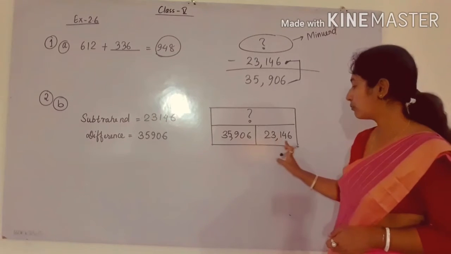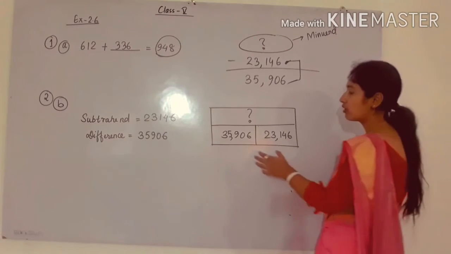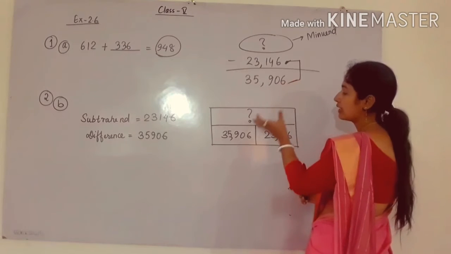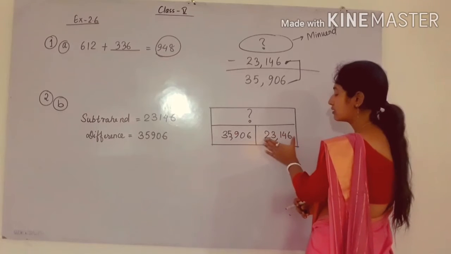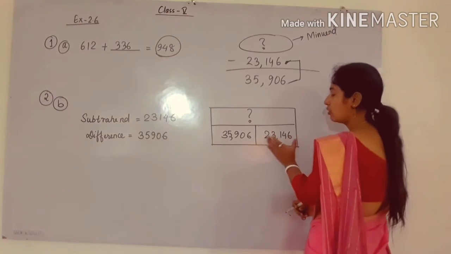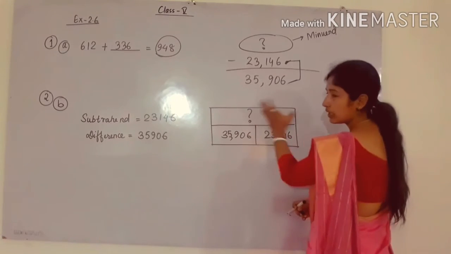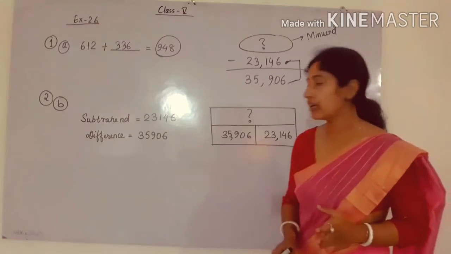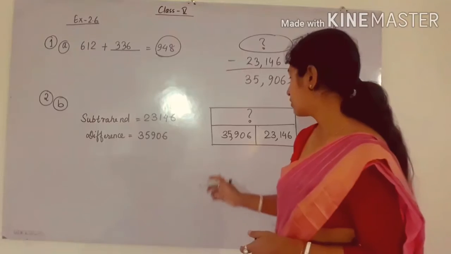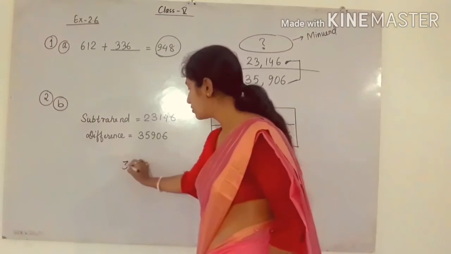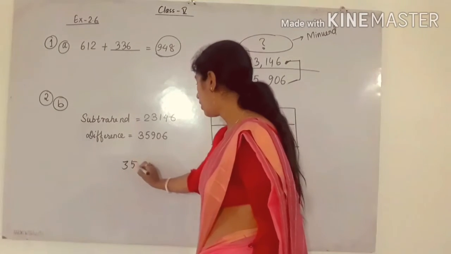So by using this, or by using the model. See, I have drawn the model also. By using the model also, you can get the answer of the minuend. So this is 35,906, this is 23,146. So what we have to do, we have to add to get the value of the bigger rectangle. So next step, you have to add the two numbers. You can easily add these numbers. All of you already know how to add.